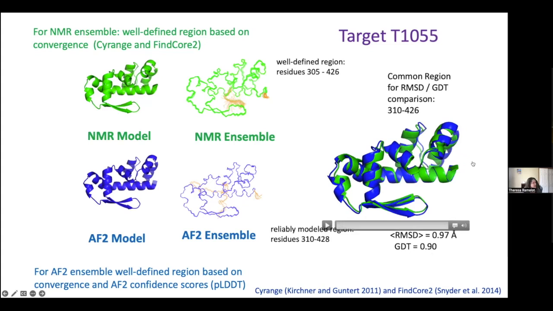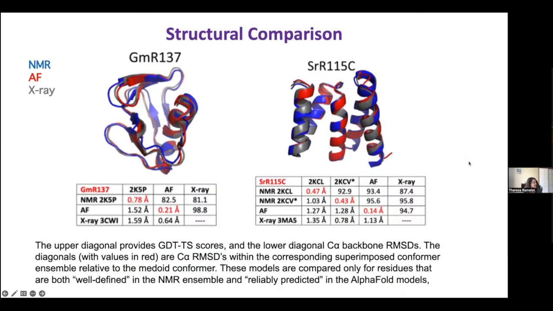So we did this for all the targets, and then the next thing to do is to look at the structural comparison. In this case, you can see the correlation for these small proteins, especially this one, is very, very good. What we're showing here is for the target called GMR137, the NESG ID back when it was solved by the Northeast Structural Genomics Consortium. Along the diagonal, you have the ensemble RMSD, showing that, for example, the AlphaFold ensemble at 0.2 angstrom RMSD is a very tight ensemble.